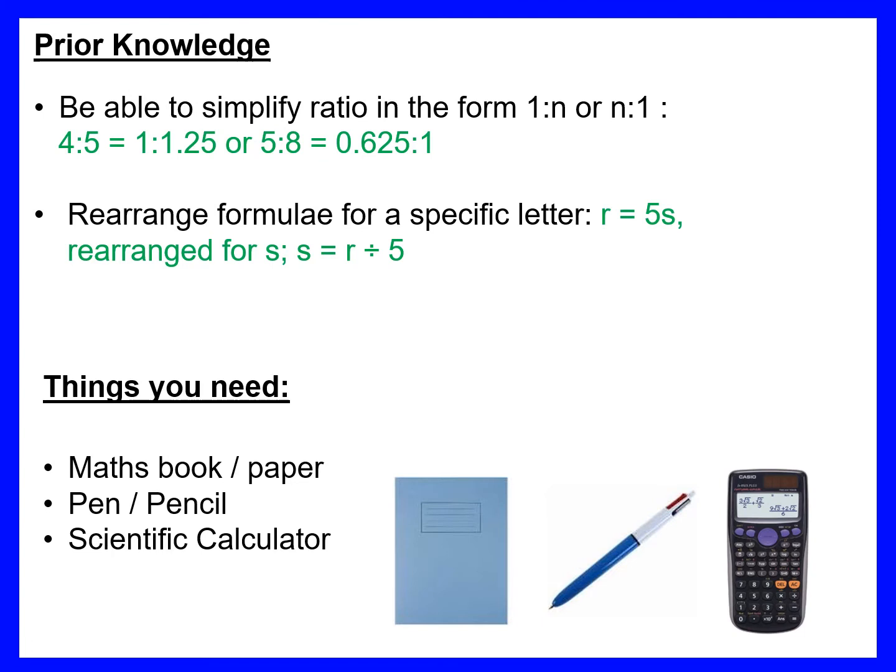Before we start, as always, we're just going to check our prior knowledge. To be able to complete this lesson, you should be able to simplify ratio in the form 1 to n or n to 1. Such as if we had 4 to 5 and we wanted it in the form 1 to n, it would become 1 to 1.25. Or if we had 5 to 8 and we wanted it in the form n to 1, it would be 0.625 to 1.